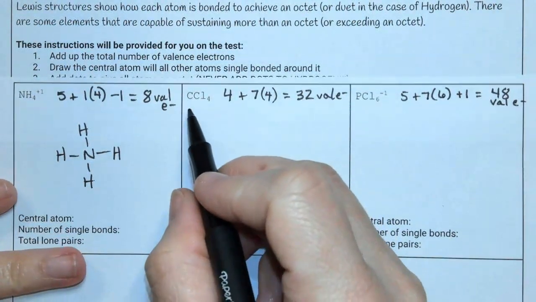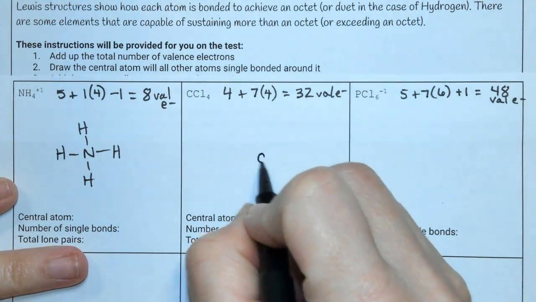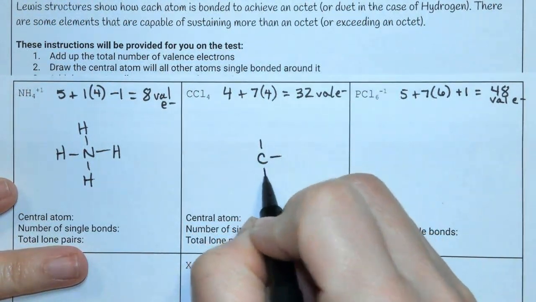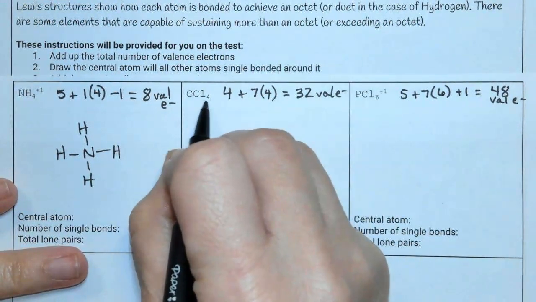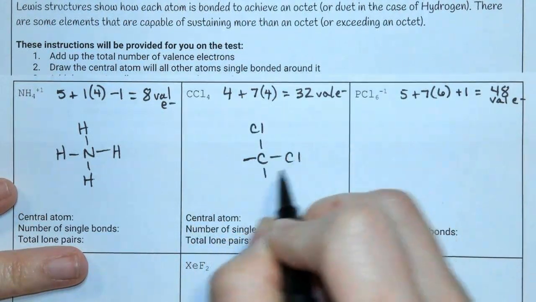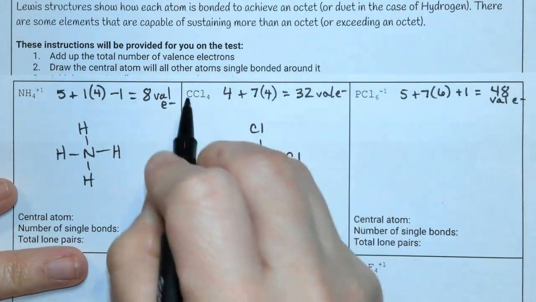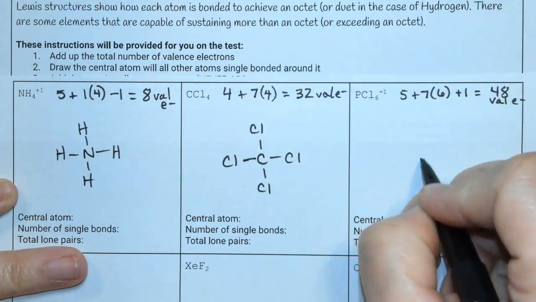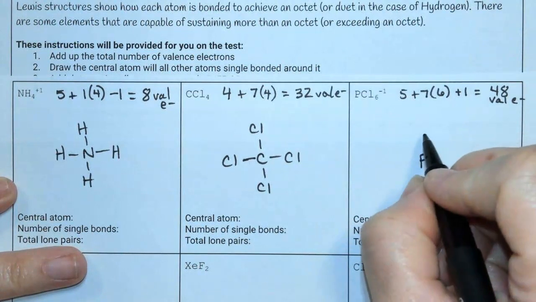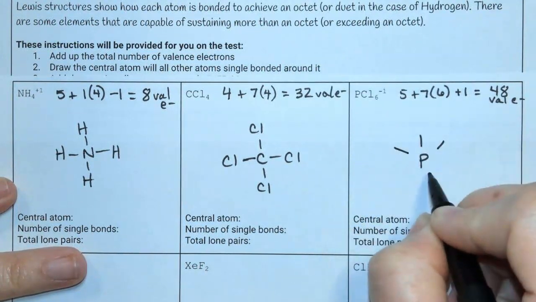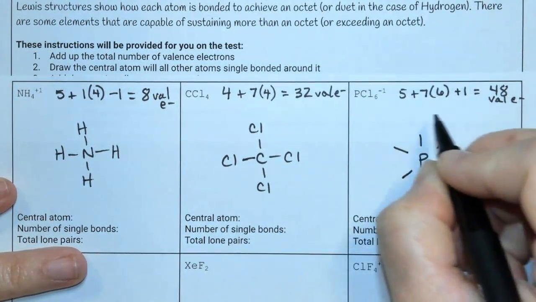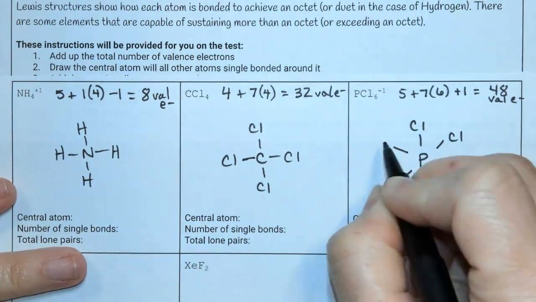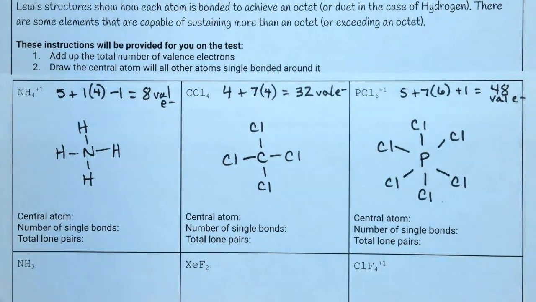Here, my central atom will be carbon because it can sustain the most bonds. 1, 2, 3, 4. And then it's going to have 4 chlorines going around it. It is most often the first element that goes in the center. And then here, phosphorus will go in the center, and it's surrounded by 6 chlorines. 1, 2, 3, 4, 5, 6. And step 2 is done.